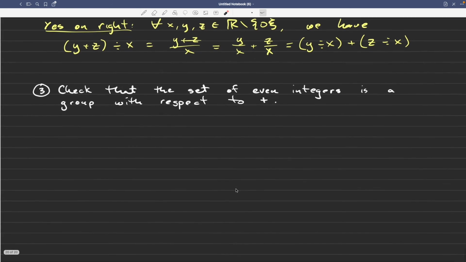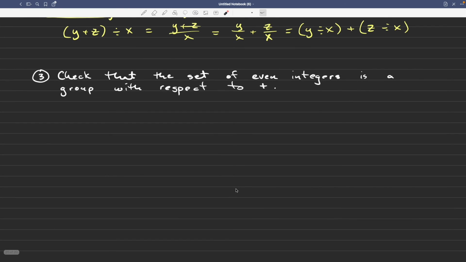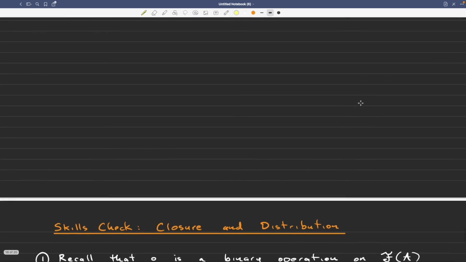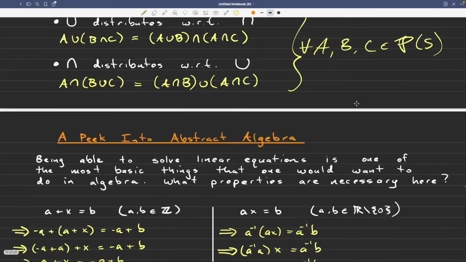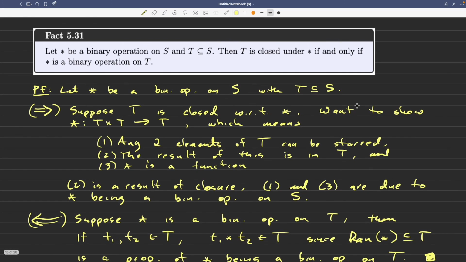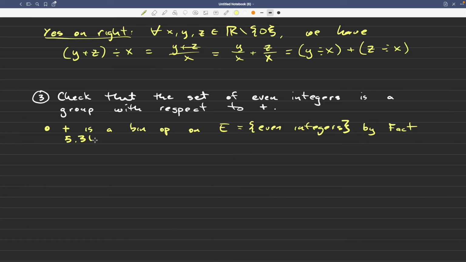And the third thing here is to check that the set of even integers forms a group with respect to addition. First thing we want to point out is that star is a binary operation on E, the set of even integers, because we had a theorem that said if you have closure, that's the same thing as a binary operation on the set. Fact 5.31 was the name. So we have a binary operation on the set of even integers.